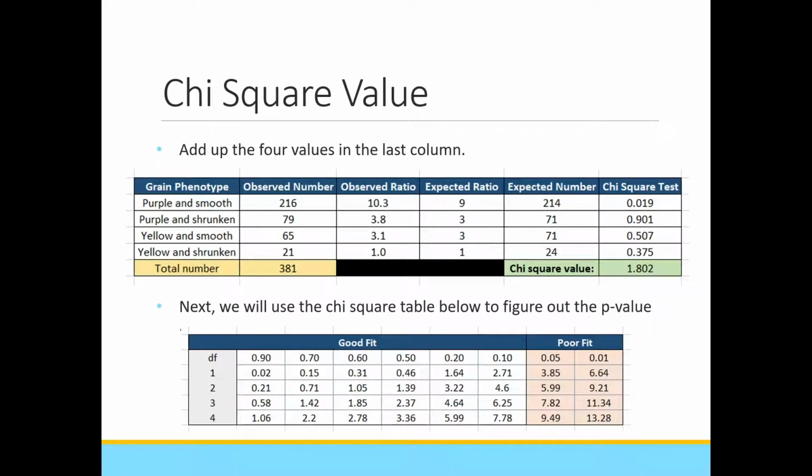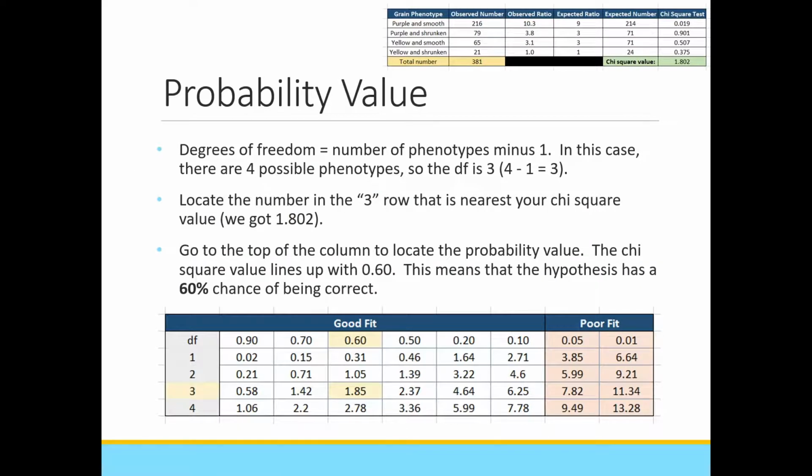Then the next thing we would do is add up all 4 values in the chi-square column. And this will give us a chi-square value. So we will have to look at a chi-square table and see where our chi-square value fits within that table. This will give us a probability value.